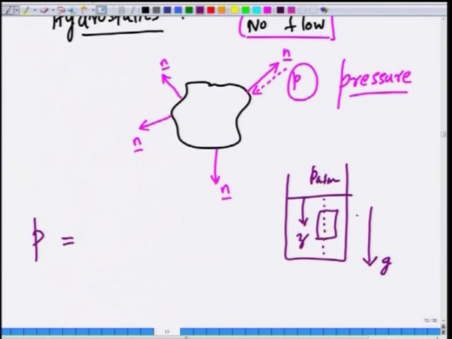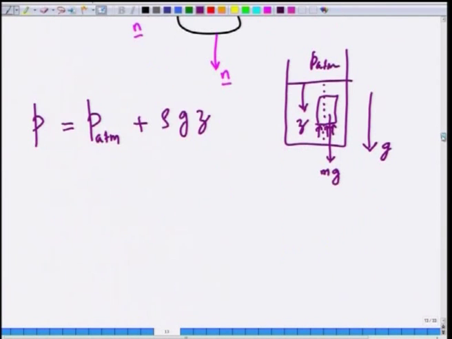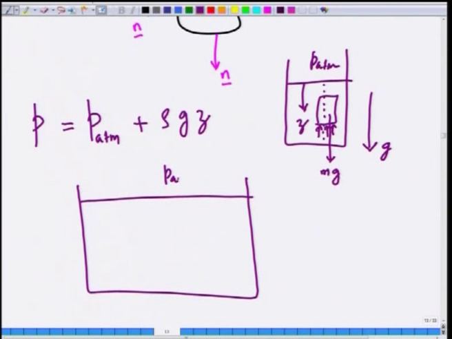Suppose you consider a volume element like this; there is a net force acting downwards, which is the mass of this element times gravity. So, the pressure has to be larger here to support this force in order for the fluid to be under static conditions. That gives rise to the famous pressure variation under static conditions: P is P atmosphere plus rho g times Z, where Z is the distance from the free surface into the fluid.